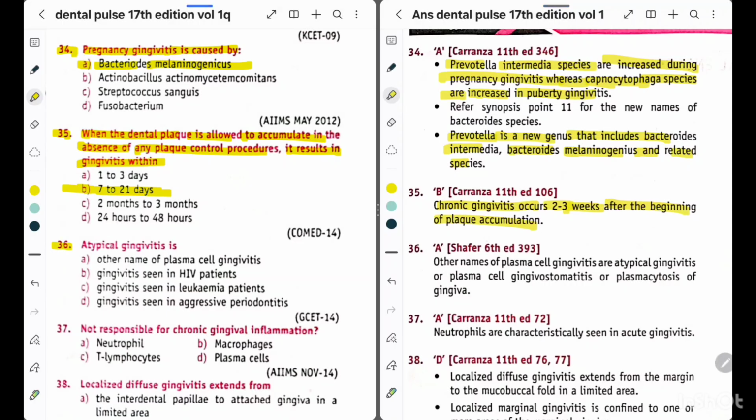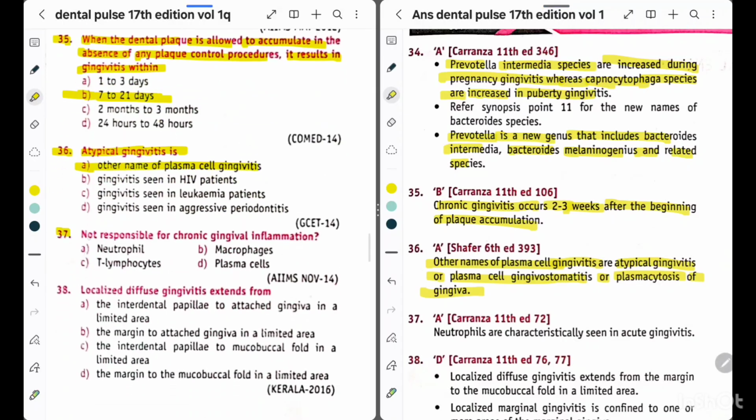Okay, now 36. Atypical gingivitis is. Option A, other name of plasma cell gingivitis. Option B, gingivitis seen in HIV patients. Option C, gingivitis seen in leukemia patients. Option D, gingivitis seen in aggressive periodontitis. So the answer is option A, other name of plasma cell gingivitis. Other names of plasma cell gingivitis are atypical gingivitis, plasma cell gingivostomatitis or plasmacytosis of gingiva.